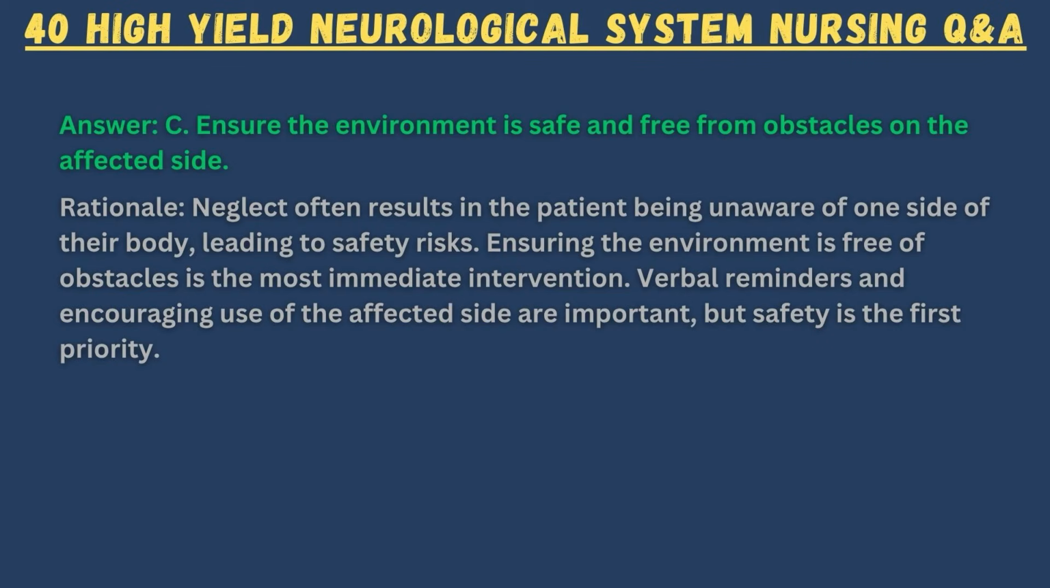Answer. C. Ensure the environment is safe and free from obstacles on the affected side. Rationale. Neglect often results in the patient being unaware of one side of their body, leading to safety risks. Ensuring the environment is free of obstacles is the most immediate intervention. Verbal reminders and encouraging use of the affected side are important, but safety is the first priority.